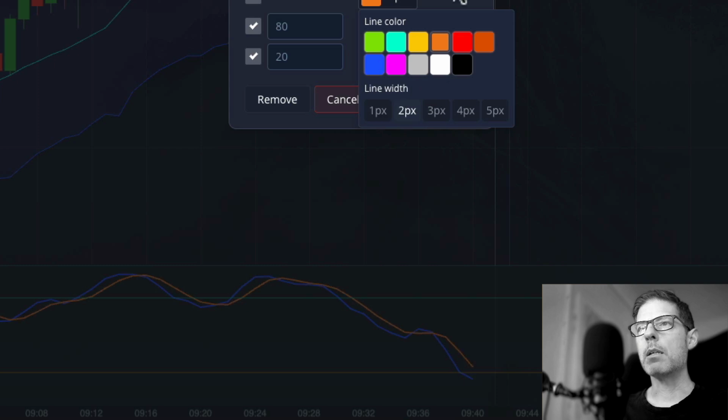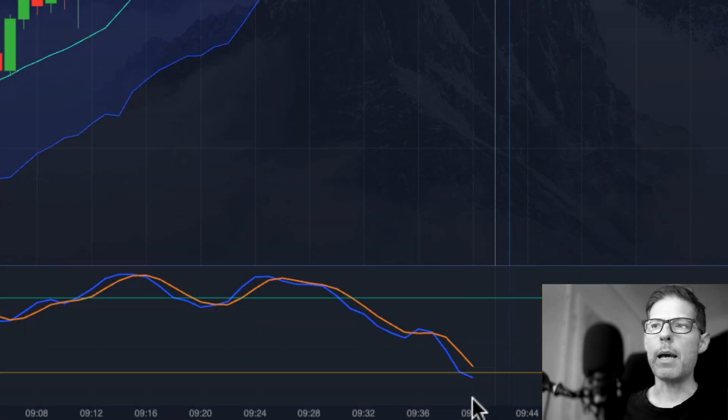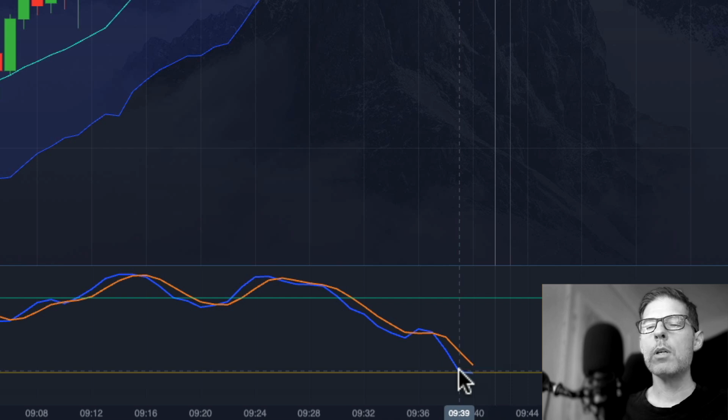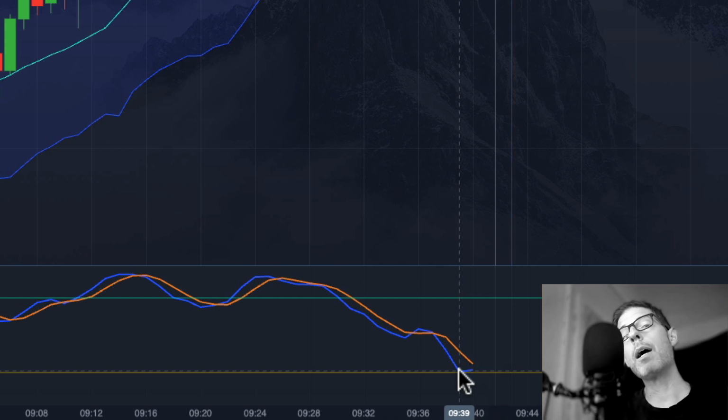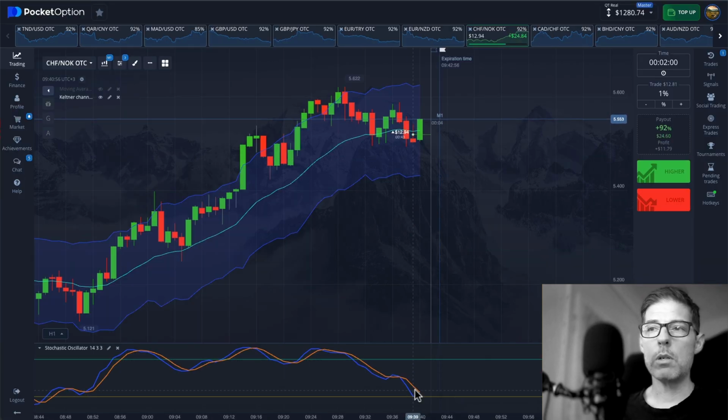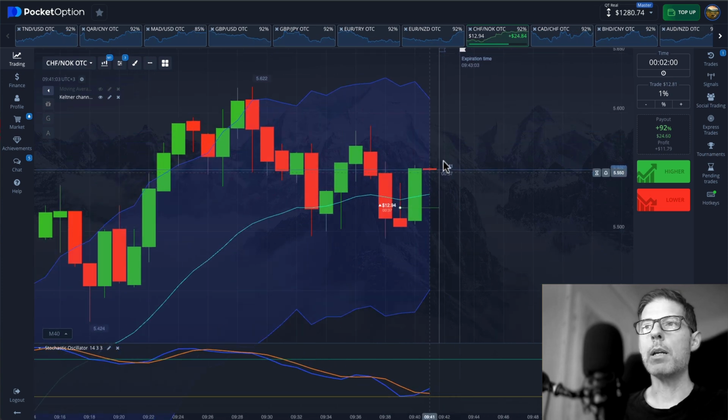And this is going to make it easier to see. Look at that. So now if the blue line is on the bottom of the orange line, what's the next step for that blue line? The next step is for the blue line to cross up over the orange line. And that means the price will be going up. And sure enough, as soon as the blue line flattens out and it gets closer to that orange line, look what happens. The price is going up right there.